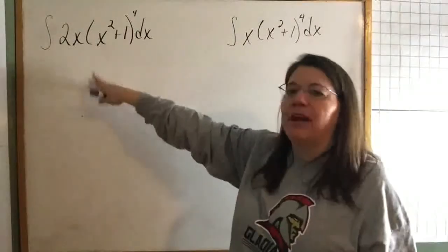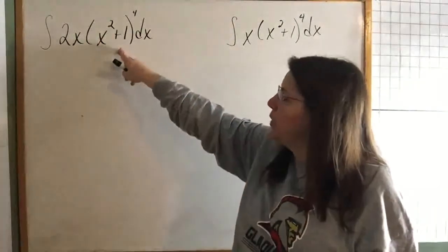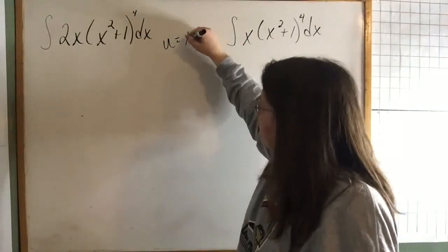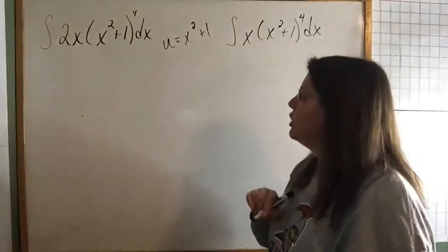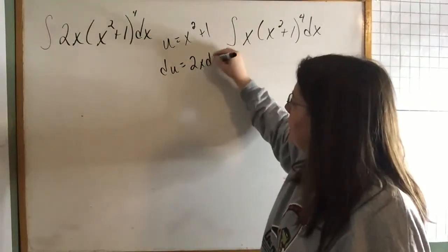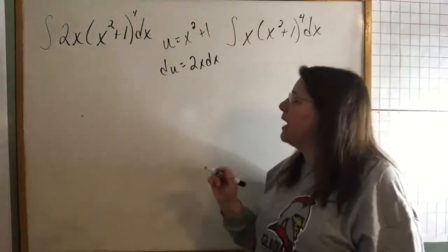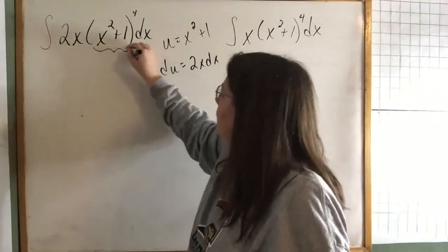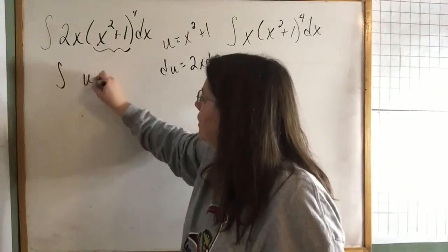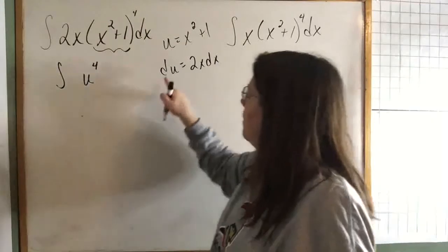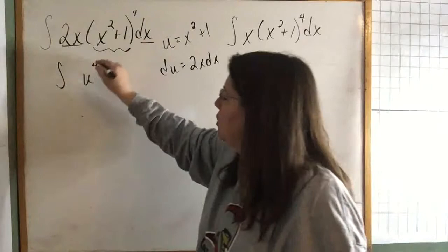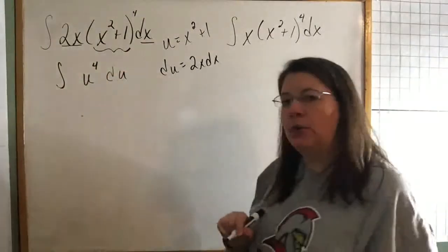For our next one, I've got the integral of 2x times x squared plus 1 to the 4th dx. My u, I'm going to let x squared plus 1 represent my u. My du will be 2x dx. So let's look at what we've got here. This is my u, so I've got the integral of u to the 4th. My du is 2x dx. So I've got u to the 4th du.